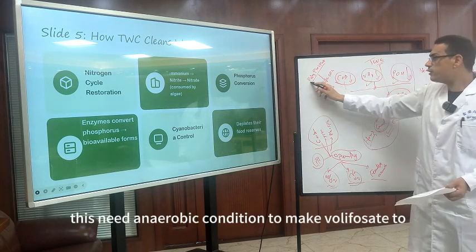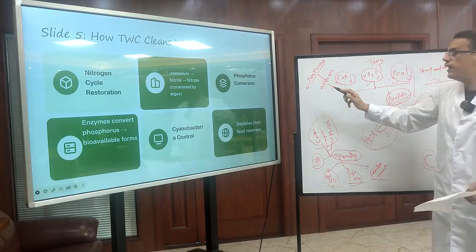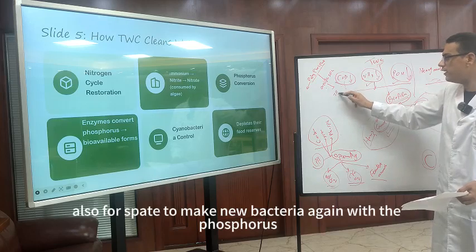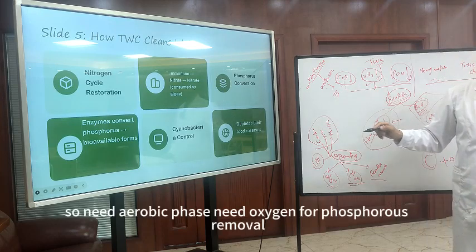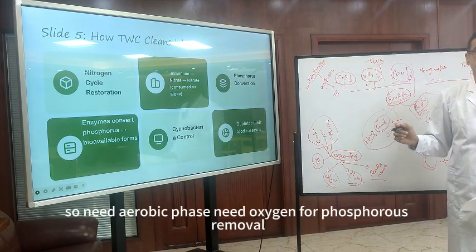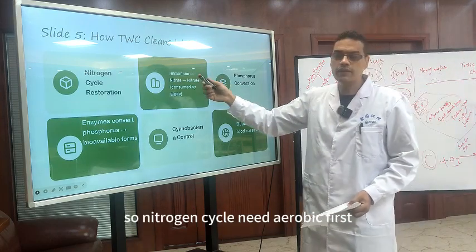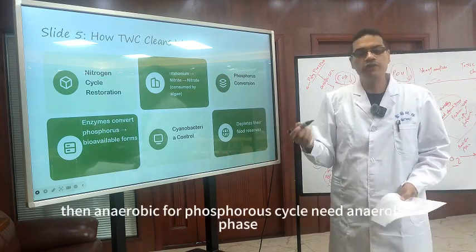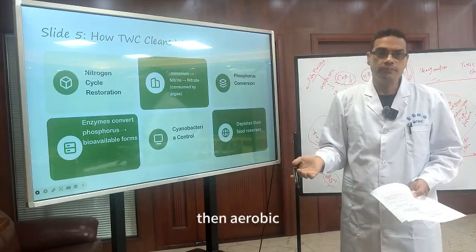This need anaerobic condition to make polyphosphate to orthophosphate, and then from orthophosphate to make new bacteria again with the phosphorus, with using of phosphorus. So need aerobic phase, need oxygen for phosphorus removal. So nitrogen cycle need aerobic first, then anaerobic. For phosphorus cycle need anaerobic phase, then aerobic.